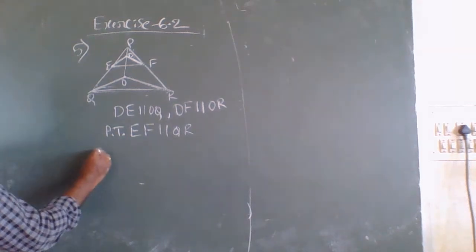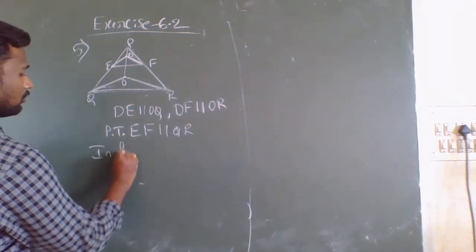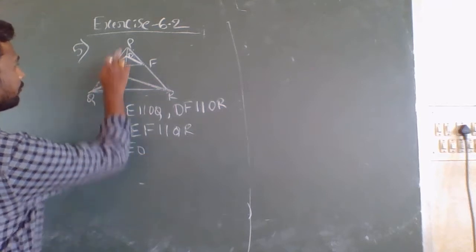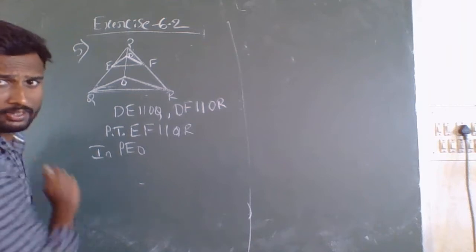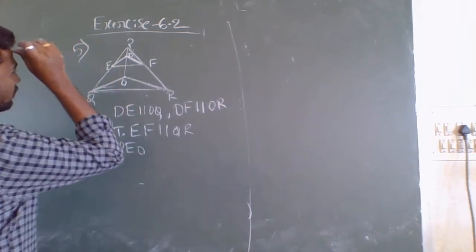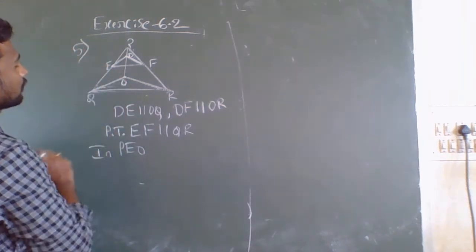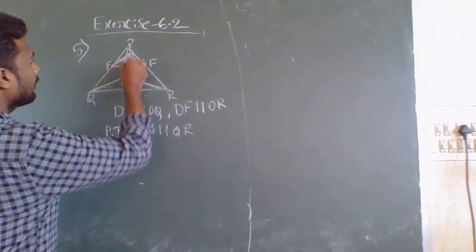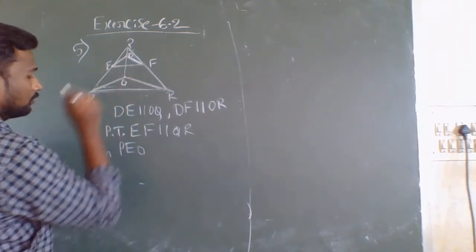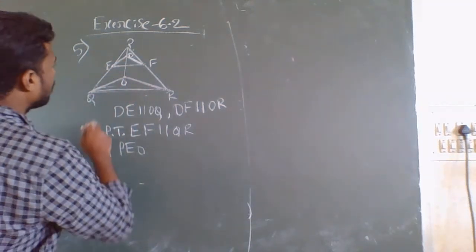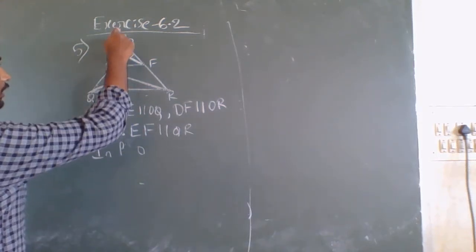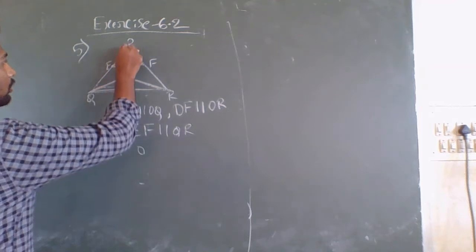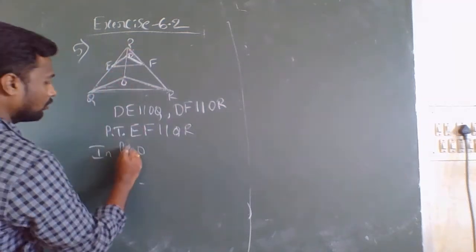So here in triangle PEO, but here EO is not connected. Here PEO is not there, and the given ED is parallel to QO. Therefore, this is not PEO. Sorry, this is triangle PQO. This is triangle PQO.